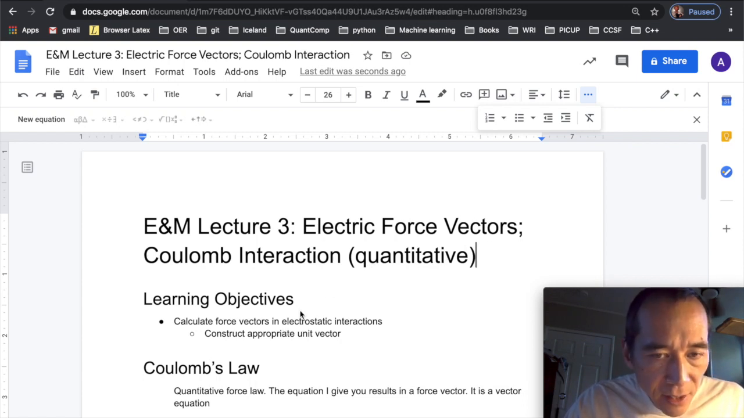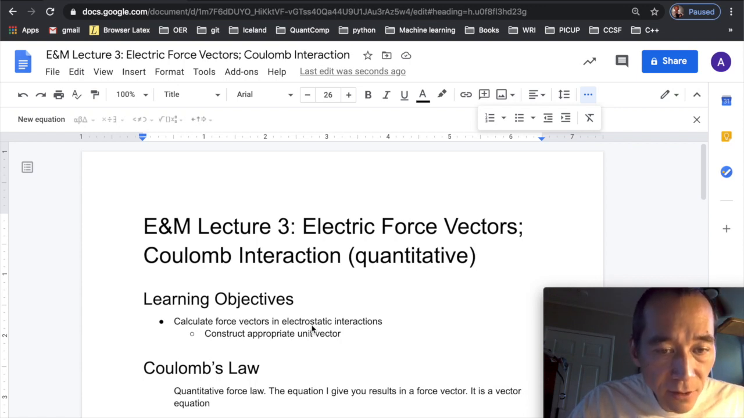So the learning objectives are quantitative. You're going to learn to calculate force vectors in electrostatic interactions. That just means electric charge repulsion or attraction force vectors. And as a sort of sub-objective, you must be able to do this in order to successfully do the overarching thing. So I'm also going to describe how to construct what's referred to as a unit vector.